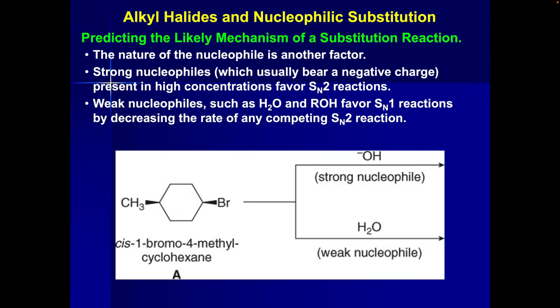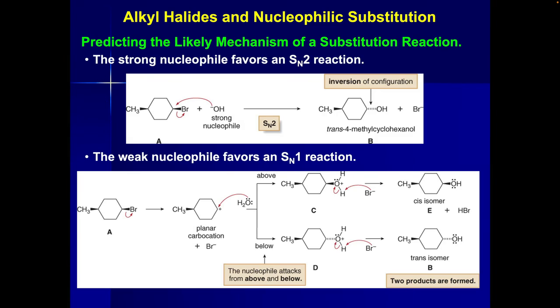Polar aprotic solvents favor SN2, again because we want that nucleophile to be naked, right? And polar protic solvents favor SN1. That's right. Okay, so SN1 is polar protic? Polar protic favors SN1.